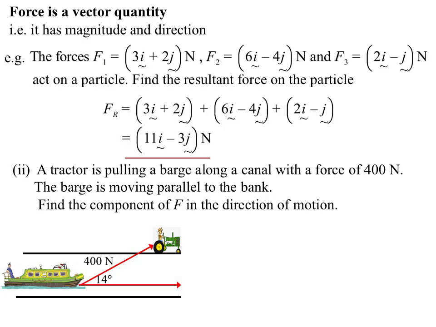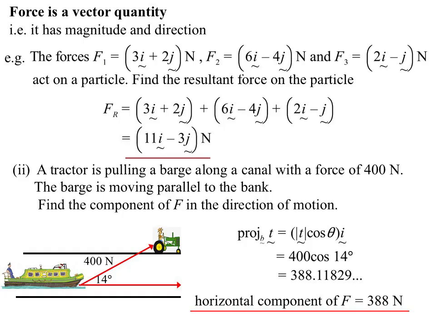So really we are finding the projection of the force T, for tractor, in the direction of B, for the barge, if I was to project that horizontally. Now, we saw earlier that that would be the same as the magnitude of T times the cosine of theta times the unit vector in the direction that we're travelling, which for us is just the i direction. We get 400 cos 14, which is 388. I'm only interested in the magnitude, so there it is, 388 newtons.